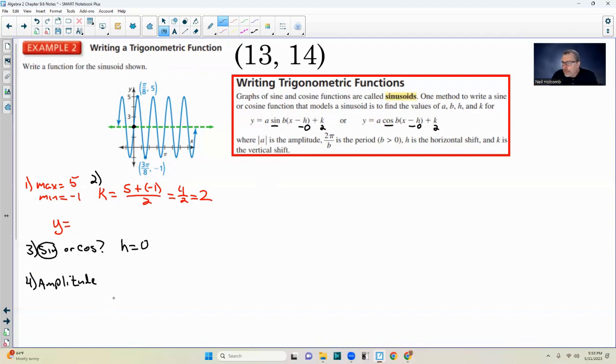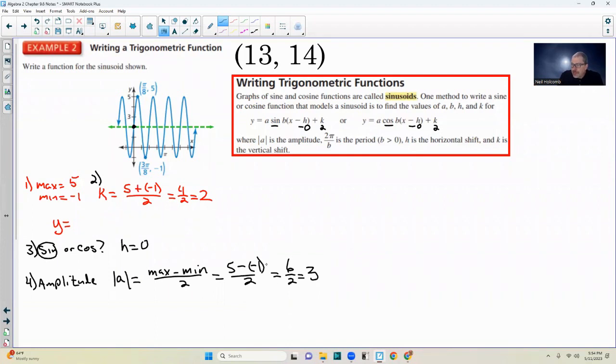In order to find the amplitude, that's the absolute value of a, and that equals the maximum minus the min divided by 2, which is 5 minus -1 divided by 2, which equals 6 divided by 2, or 3. In other words, to get from -1 to 5, that's a distance of 6. Amplitude is the distance from the midline up. So I also could have just started here and said, oh, 1, 2, 3. So the amplitude, the absolute value of a, is 3.